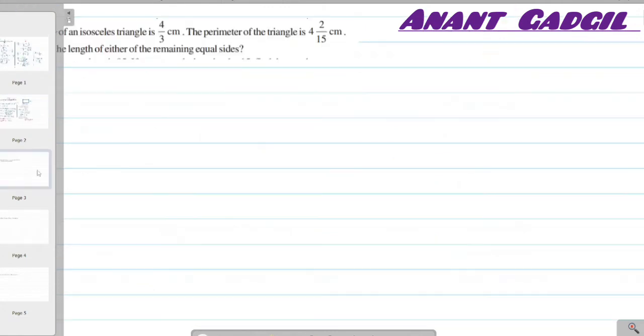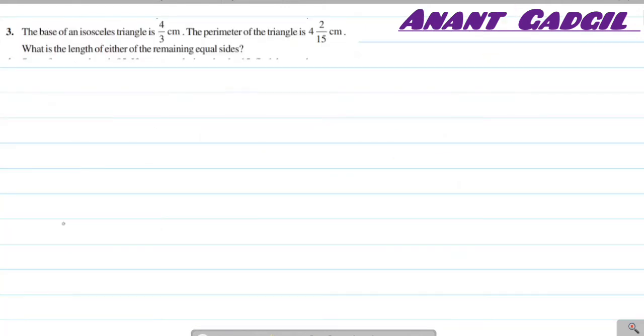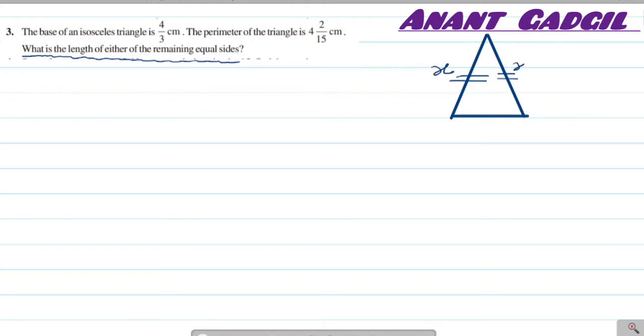So friends, we are moving on to question 3. The base of an isosceles triangle is 4 by 3. So first thing we need to understand is what is an isosceles triangle. Isosceles triangle is a triangle where two sides are equal. What was the last sentence? What is the length of either of the remaining equal sides? What is the length of the equal side? Let the equal sides be x.